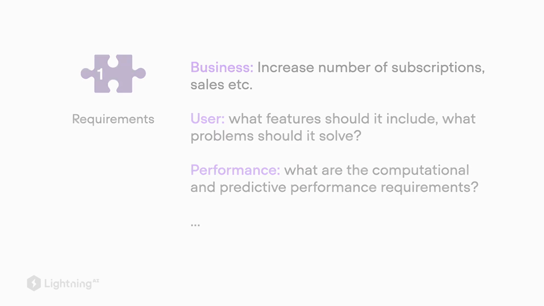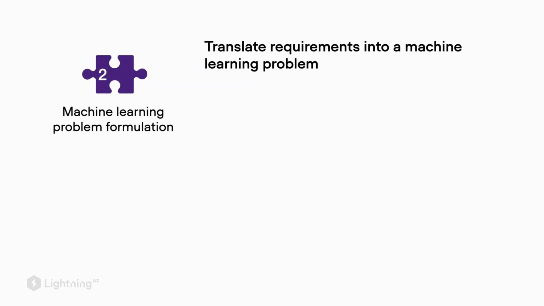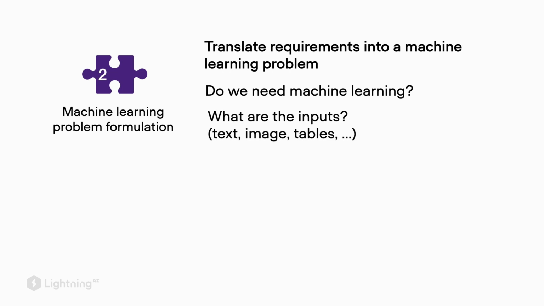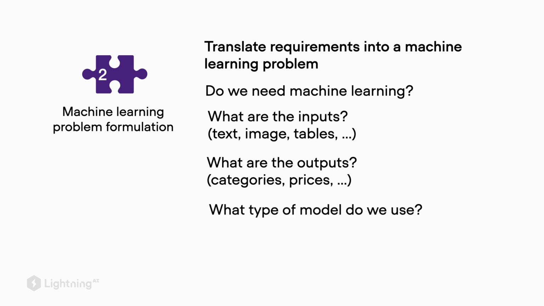And then as a second step, it's a good idea to translate our requirements into a concrete machine learning problem. So a first question to ask here is actually, do we really even need machine learning here? And then if our answer is yes, what are our inputs? What do they look like? For example, they could be text, images, or tables. And similarly, we have to think about the outputs, what we want the model to return, for example, category labels or prices. And then, of course, another important consideration is what type of model we even use. So also something to think about before we start designing our system.